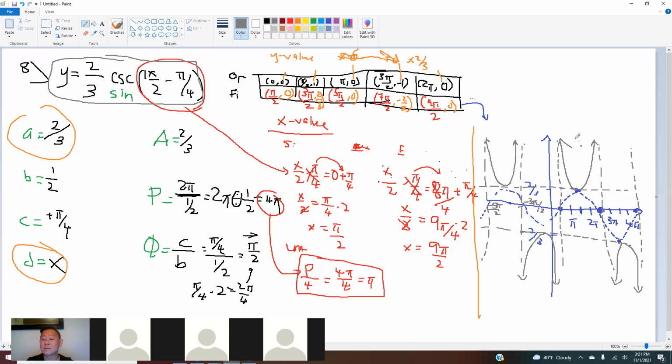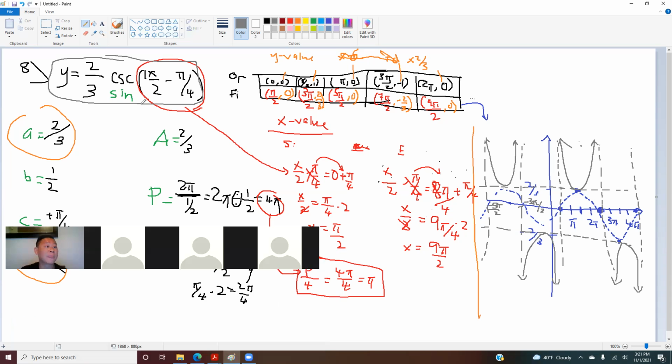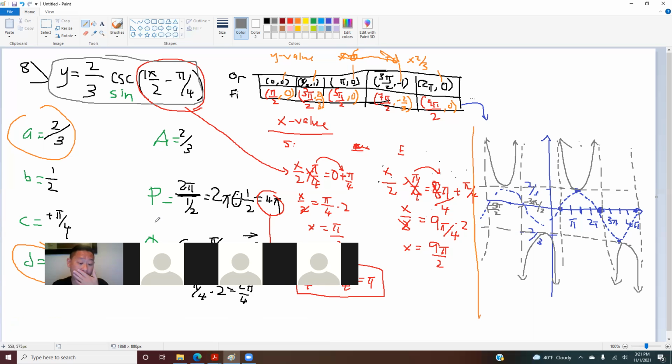So make sure, once you got your sine wave, the cosecant wave is quite easy to figure out. You just need to figure out your asymptotes and then you go up and down, up and down. That's how we do your cosecant graph. Anyone have any questions here? So we did the sine, cosine, secant, cosecant graph.